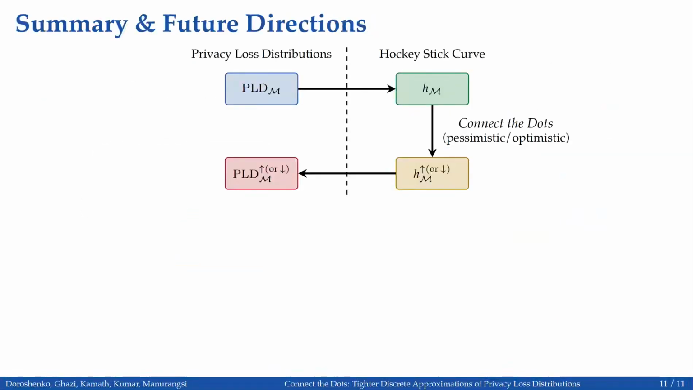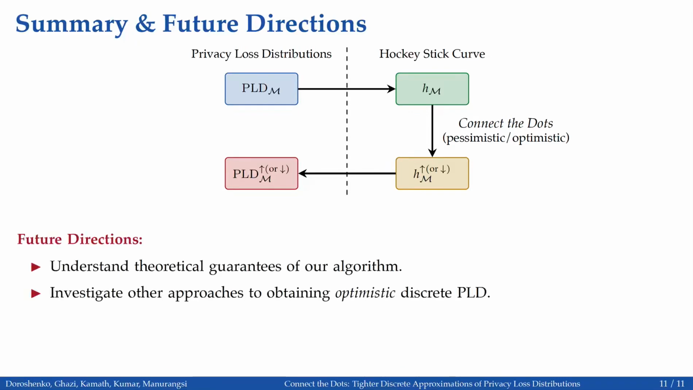To summarize, our new approach of connecting the dots can provide tighter discrete approximations of privacy loss distributions, which provides superior approximations compared to prior work at the same level of discretization. Some potential future directions on this work include theoretically understanding the error guarantees of our approach, as well as investigating other approaches to obtaining optimistic discrete PLD.